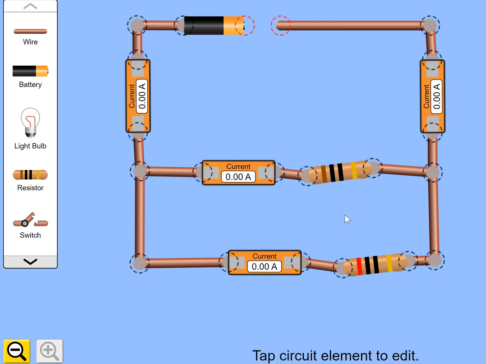Now, which resistor do you think the most amount of current is going to flow through? Let's find out. Right, we have a situation now where the current reading is 1.35 amps coming out of the battery, and obviously 1.35 amps going into the battery.